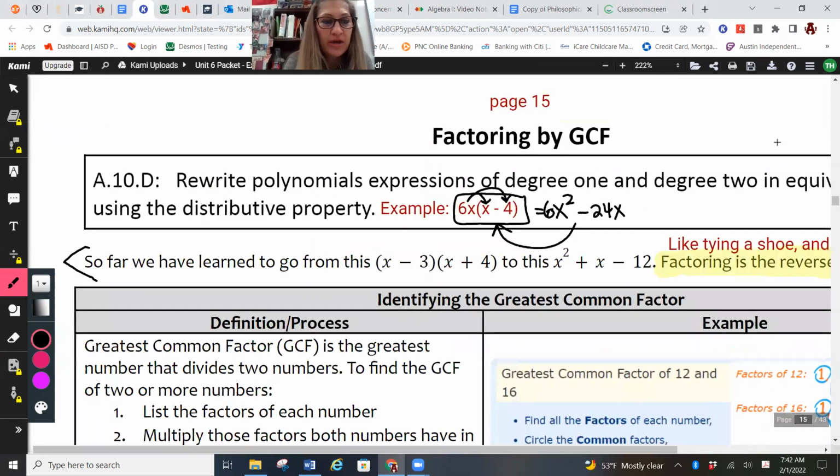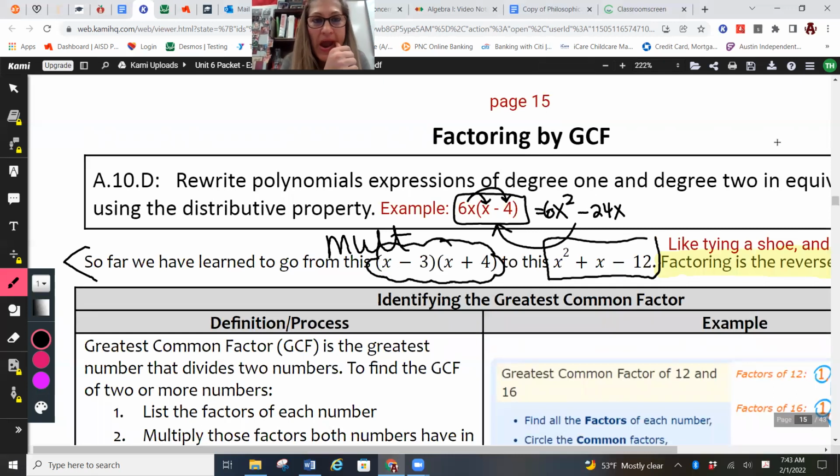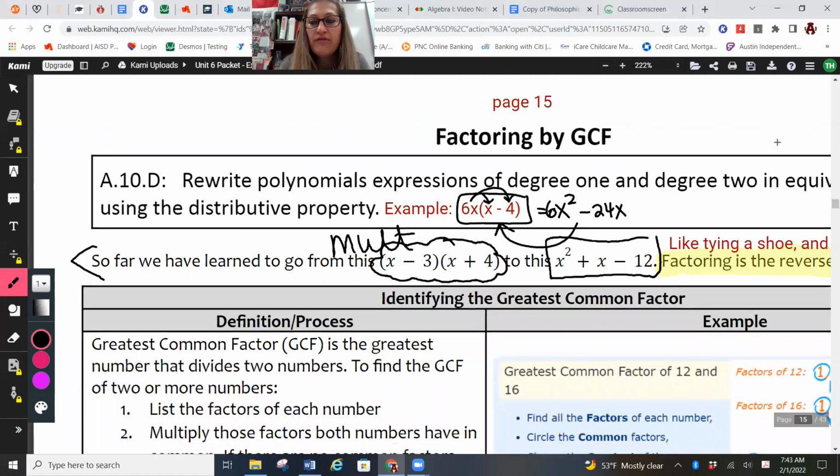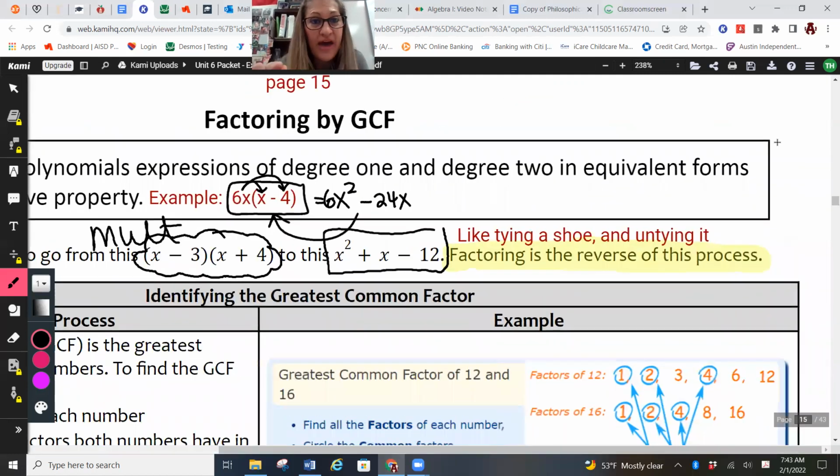So far we have learned to go from this, where we are given two binomials and told to multiply. Once we multiply, remember, using FOIL or the box method, we get the simplified answer, x squared plus x minus 12, right? Because we had to combine like terms, and then we get three terms. Factoring, which is our topic of today, is the reverse of this process. It's like tying a shoe and untying it.